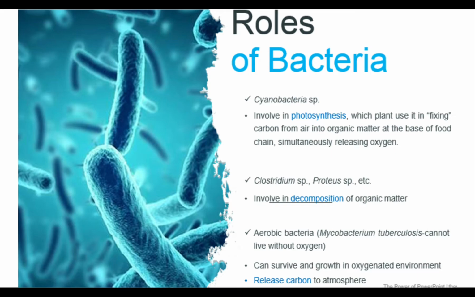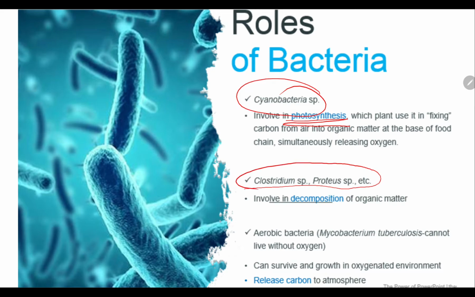Okay, so let's see the roles of bacteria in the carbon cycle. First one, let's look at the cyanobacteria. We know that cyanobacteria are heavily involved in photosynthesis. The photosynthesis process is where we fix the carbon. So the plants take in carbon from the air into organic matter, and then they convert it into food for the plants, and then they release oxygen into the environment.